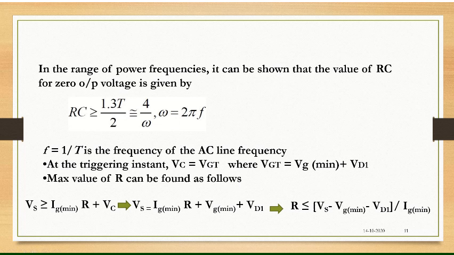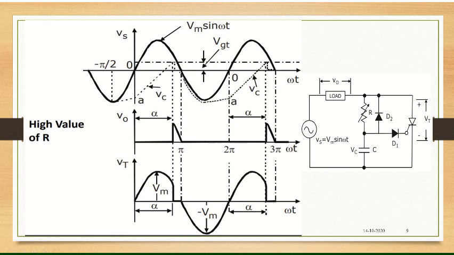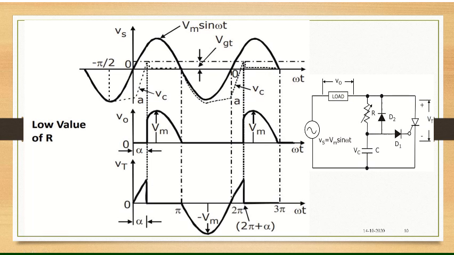Now if you compare both the conditions, this is for the higher value of R. Observe here the alpha is longer, it is taking more time. The time taken for the capacitor to charge is more when the value of R is high, so the firing angle also will be more here, isn't it? For a low value of R, the time taken for the capacitor to charge will be less, so the firing angle also will be less, okay?